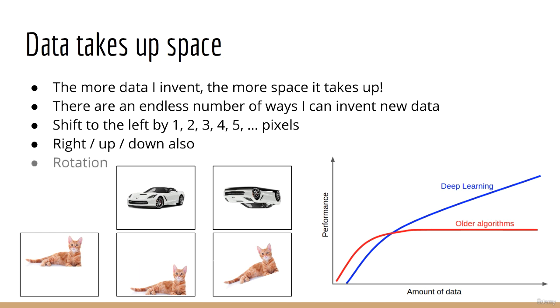I can also rotate 1 degree, 2 degrees, 3 degrees, and so on. Do I really want to store all these combinations on my hard drive? Probably not. Also, Google Colab probably wouldn't have space for that anyway. So what can you do?